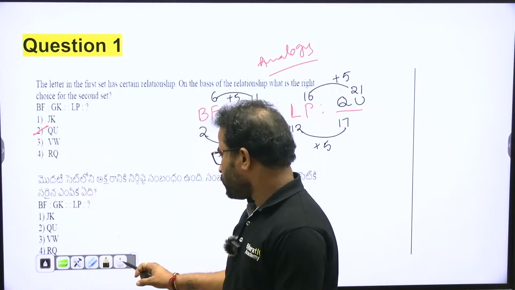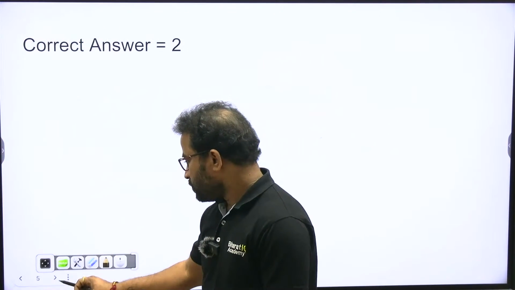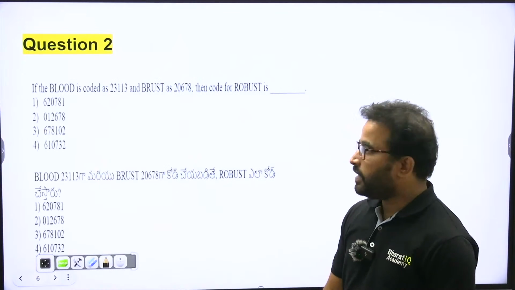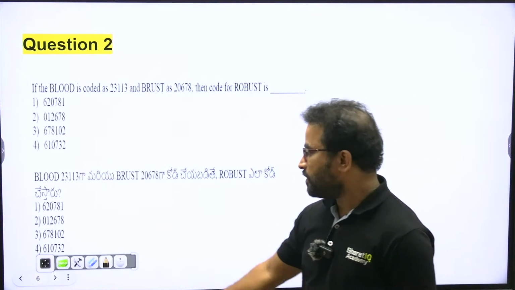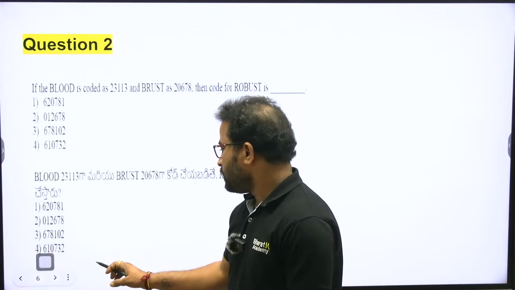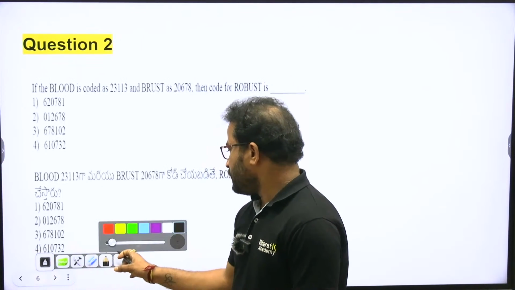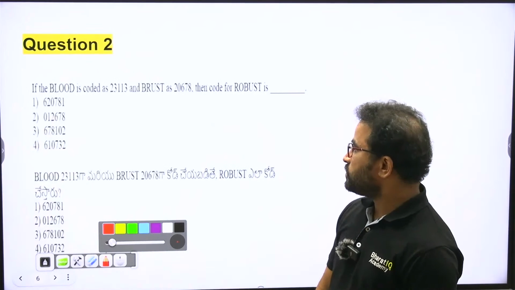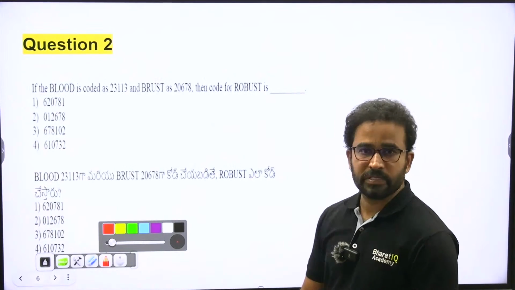Look at this one more question. So next question is, look at this one. They have given one more question. Blood is coded as 23113. Breast is coded as 20678. What is the code for robust?